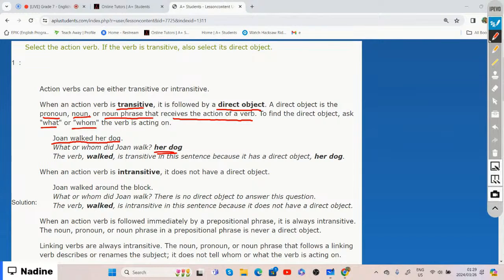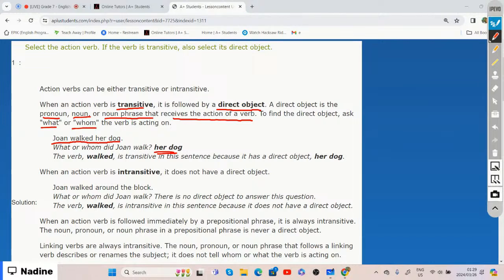So the verb is "walked." The verb "walked" is transitive in the sentence because it has a direct object, which is "her dog." So what did Joan walk? Joan walked her dog. So that is the transitive verb.